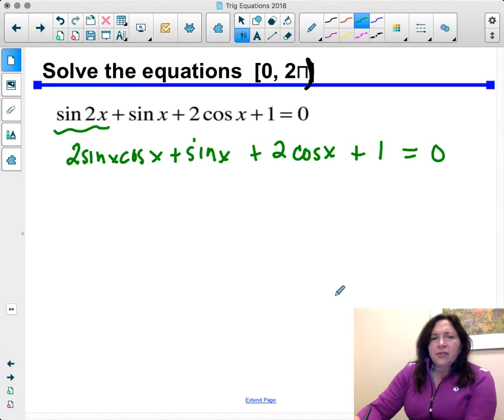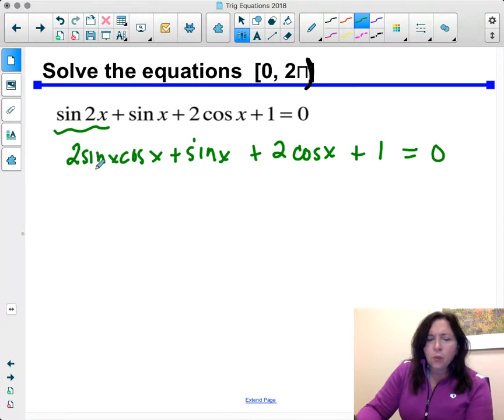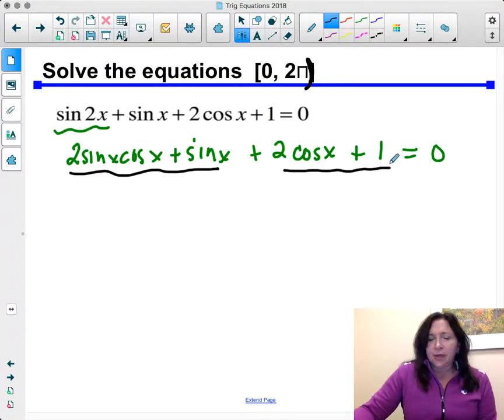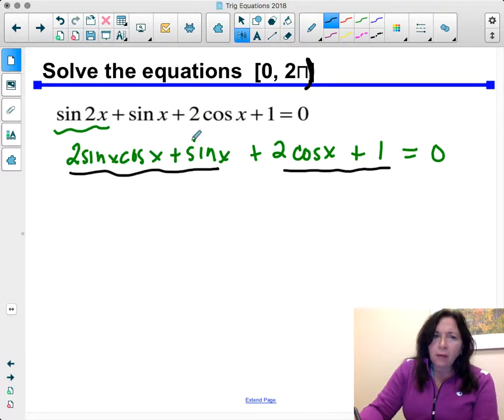So what I notice about this problem is I actually have 4 terms, and I don't usually have 4 terms. And what comes to mind for me is when I have 4 terms, I like to think of factoring by grouping. And so I'm going to group the first 2 terms here, and I'm going to group these 2 terms and see if I can get something to come out of that. In grouping the first 2 terms, I notice that I've got a sine common between. So I'm going to factor out a sine of x.